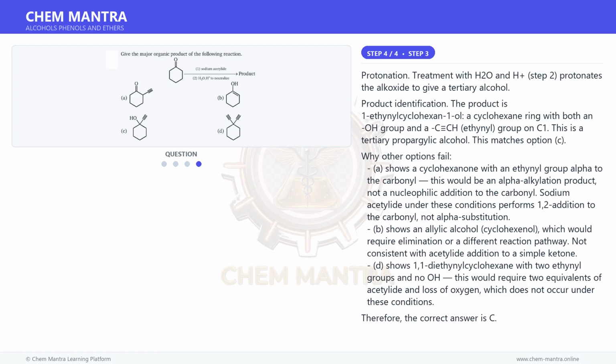D. Shows 1,1-diethynylcyclohexane with two ethynyl groups and no oxygen. This would require 2 equivalents of acetylide and loss of oxygen, which does not occur under these conditions.